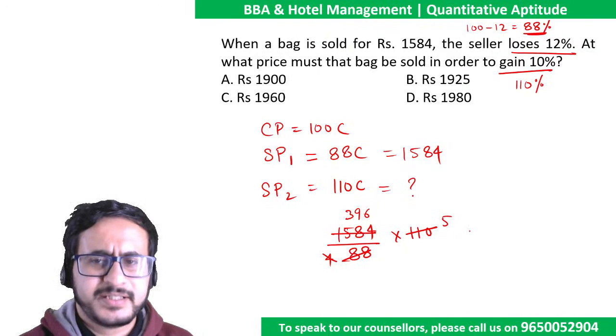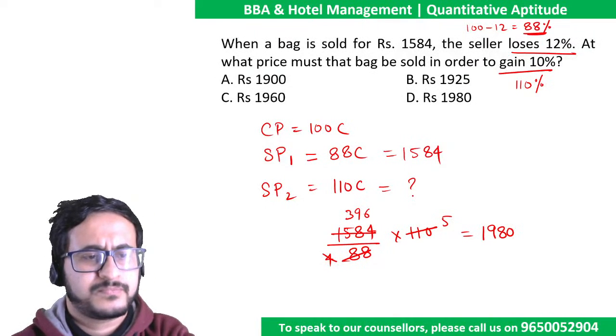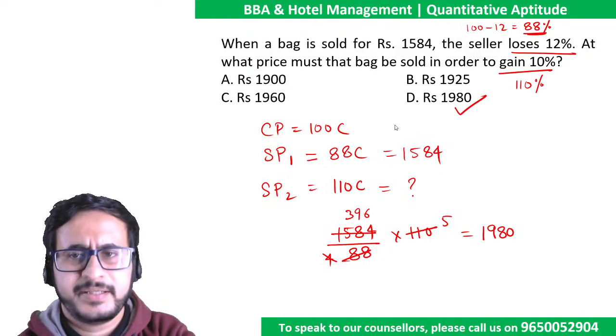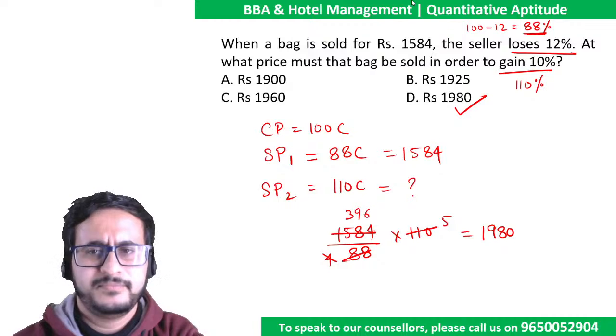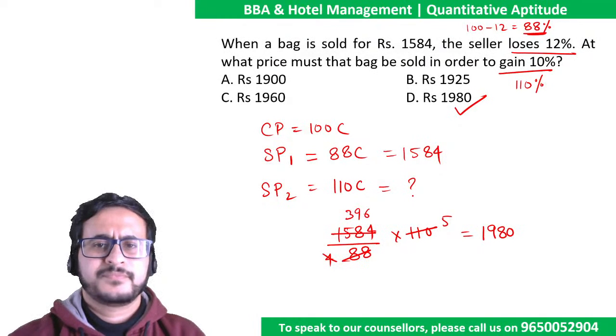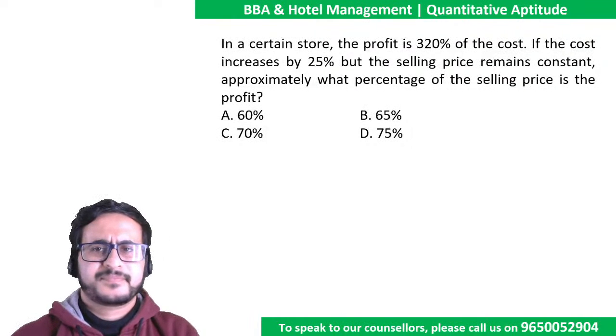And if you multiply this, we will get the value as 1980. So the price is 1980. Okay, so this should be the selling price to make a profit of 10%. Is it clear? All right, so now let's proceed to the next question.